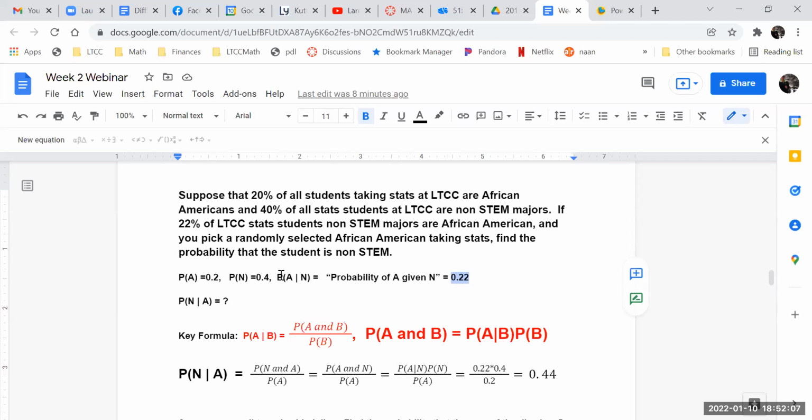This is the notation to say amongst the non-STEM, what's the probability of being African American? And then the question is, if you pick an African American, what's the probability of non-STEM? So that's backwards. Amongst the African Americans, what's the probability of being non-STEM? That means we switch and write the probability of N given A, because it's backwards. And we don't know that yet, because that's the question.